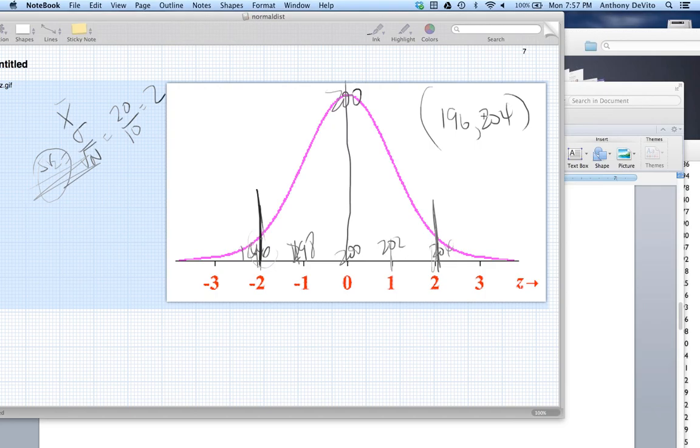So now, the problem also asks, well, instead of using the empirical rule, use the z-table. Interesting thing here now is the z-table is going to give us an exact result. The empirical rule is only an estimate. So let's go ahead and do that. I'm going to start with this point right here, the 204, 2 standard deviations above.